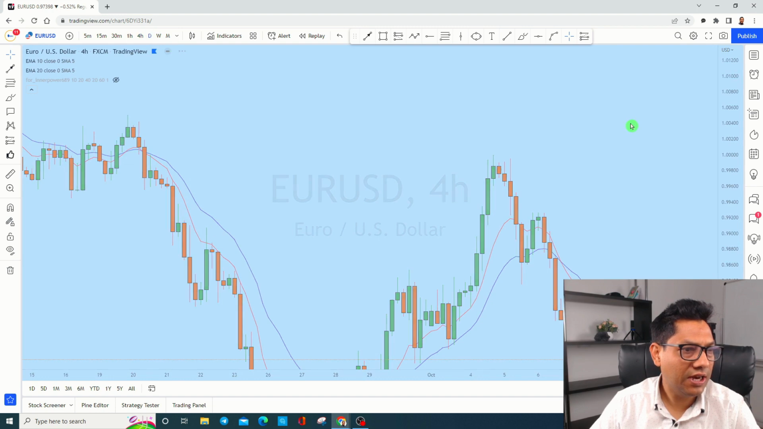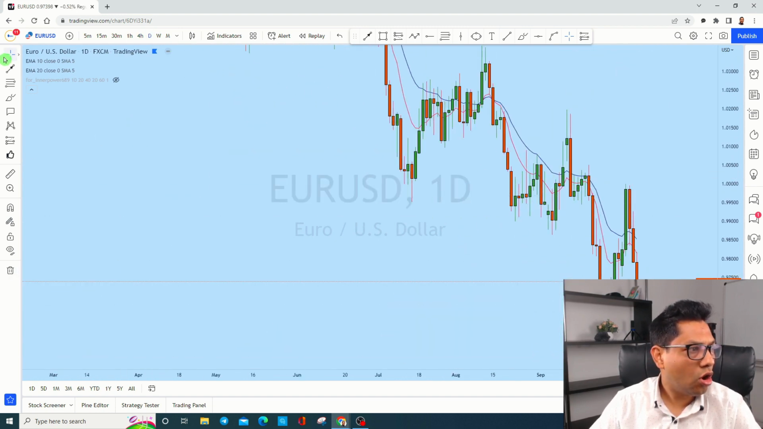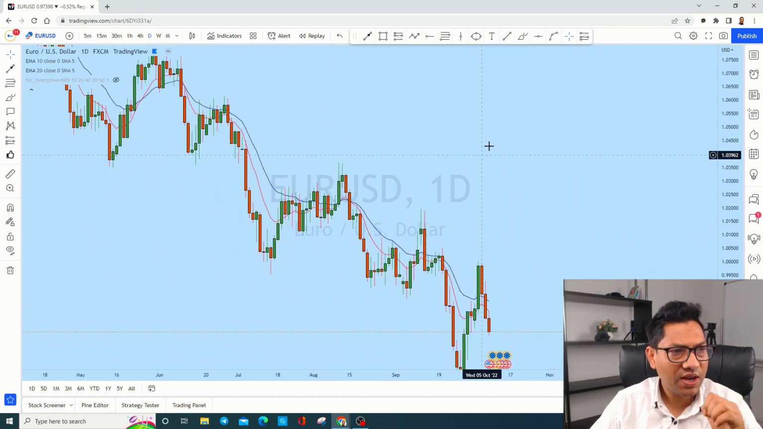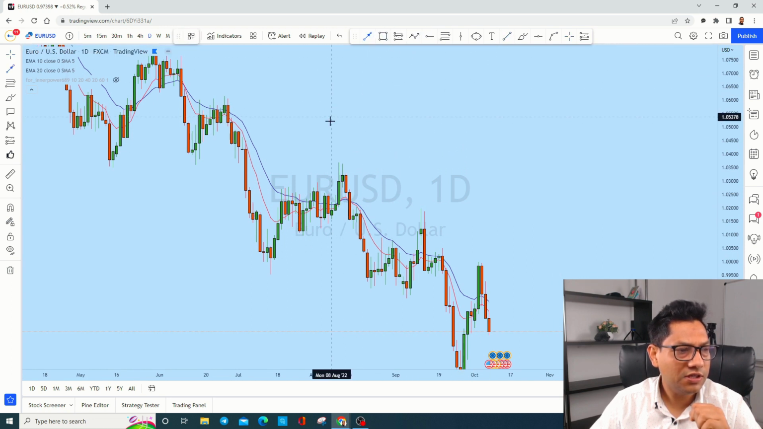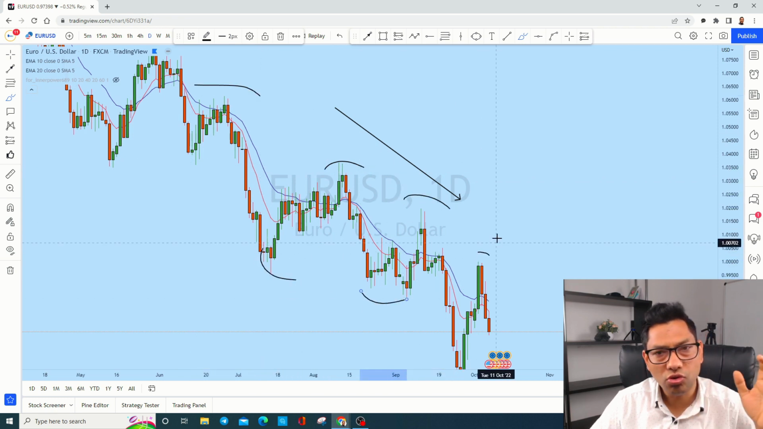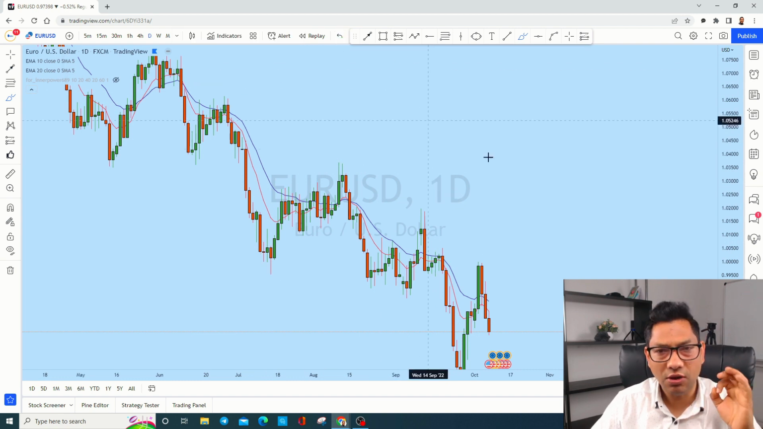It's easy to understand. Now on the daily perspective, you can see clearly that euro dollar is in a long-term downtrend. You see that it's a very clear downtrending market structure, moving in this direction, creating a series of lower highs and lower lows. So it's a long-term downtrend. You found the direction of the trend is down, so you will be only selling in this market.